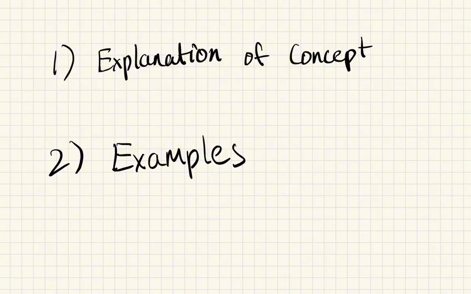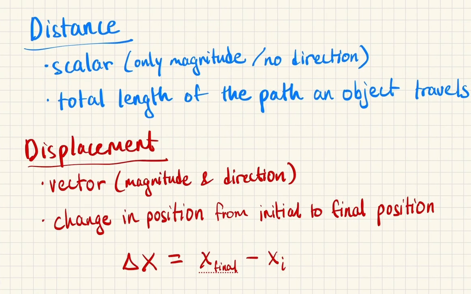I'm going to start off by just explaining the concepts, and then I'll have a couple of interesting examples that are going to help you really understand and solidify this in your brain. So first things first, let's define distance. Distance is the total length of the path that an object travels.